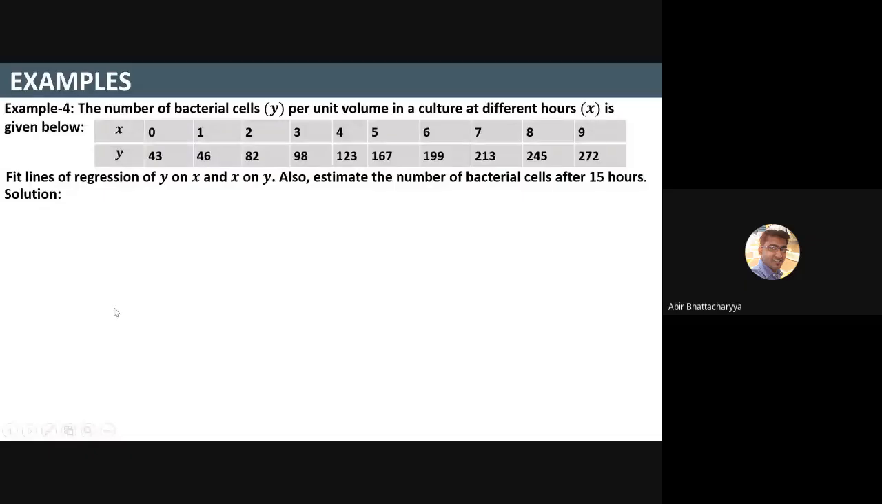Let's start with this problem. So, the last example of regression lines. We have already done three types of examples of regression lines. These types can appear in your exam.